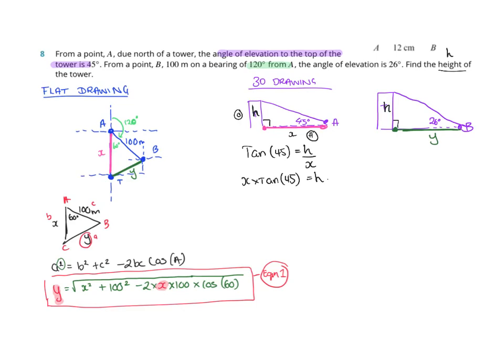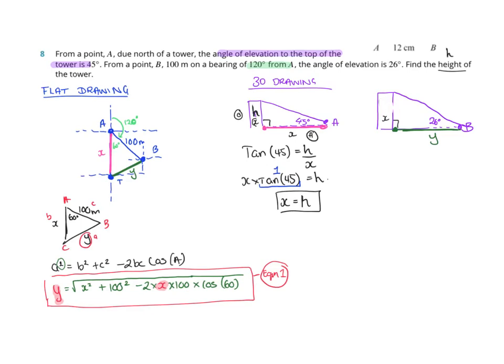I'm not sure why they popped it in here, but you probably need to know that if you type tan 45 into your calculator, it equals 1. So you can say that x, because it's x times 1, equals h. If you know that x equals h, then this is also x and this is also x. So instead of calling the tower h for height, I'm now calling the tower x because it's the same distance.